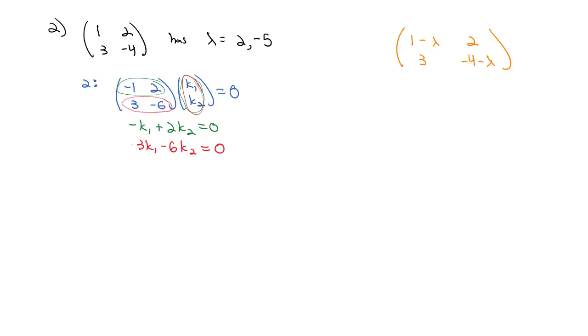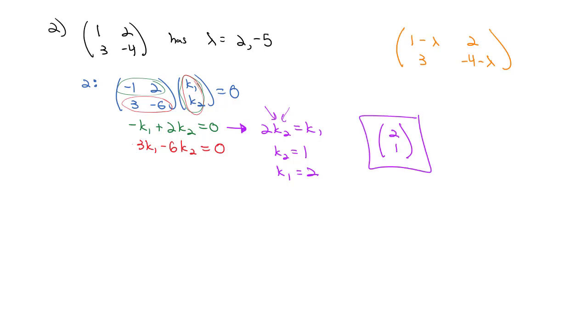Again, I can pick the one that's going to be the most convenient to solve. In this case, it's the first one, by adding k1 to both sides. So I get 2k2 equals k1. Pick a convenient value for the more complicated side. k2 is equal to 1, which means k1 is 2 times that, or the number 2. So our eigenvector for the eigenvalue of 2 turns out to be k1, k2, 2, 1.